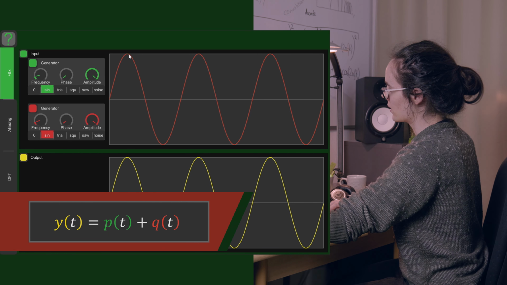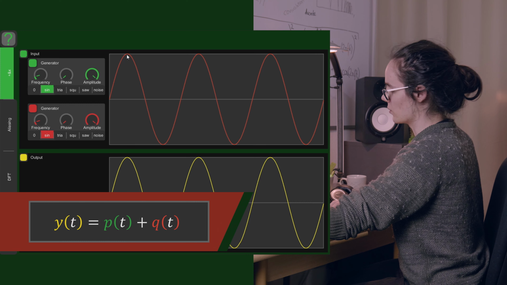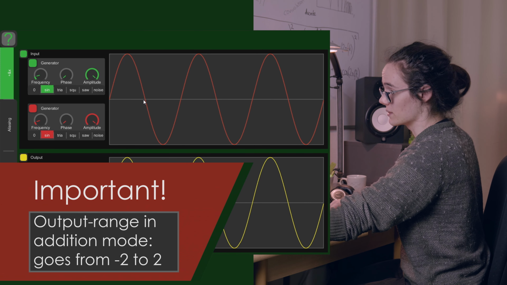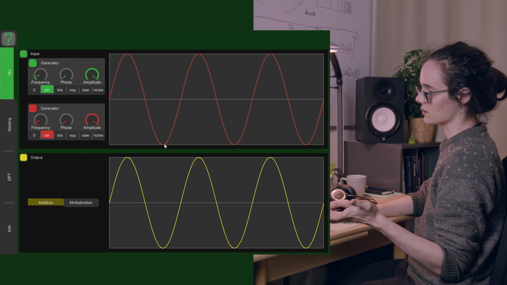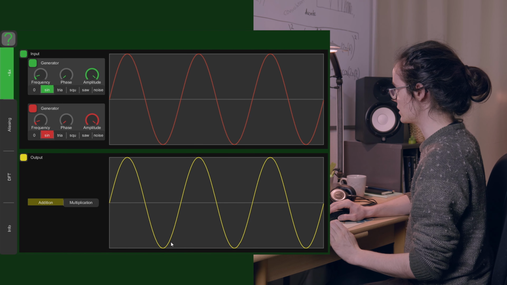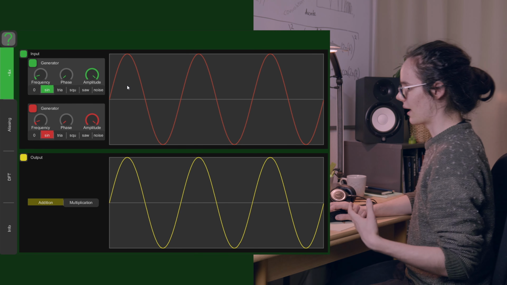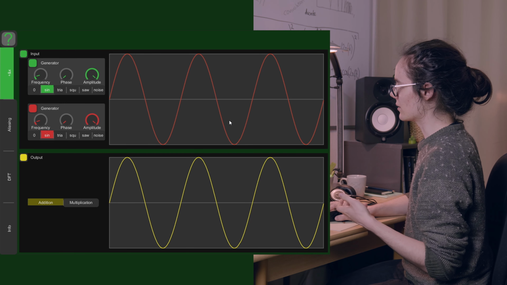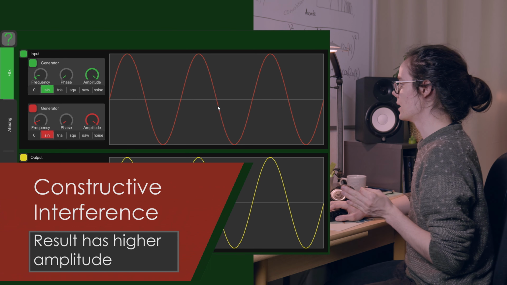Right here we have the red generator being 1 and the green generator being 1. And 1 plus 1 of course gives us 2. At this point both are 0, so 0 plus 0 gives us 0. At this point both are -1, so -1 plus -1 gives us -2. And that's what we see exactly in the output. The output signal is much louder, or has a much bigger amplitude than our input generators. This is what's called a constructive interference.